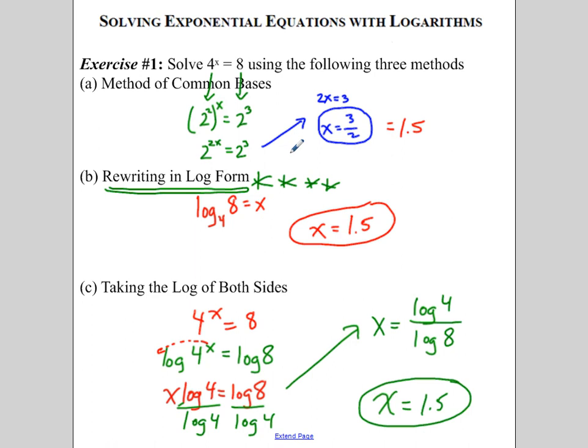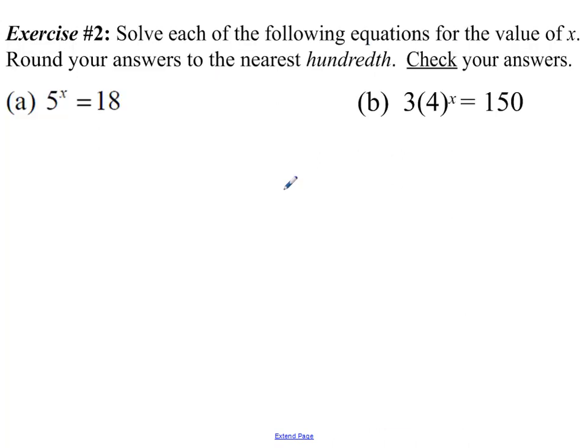All right, so let's apply that to two examples. We're going to solve each one of these equations for x, round it to the hundredth. I'd like you to get as far as you can, then play that recording and you got your answers. Okay, so hopefully you paused and worked these out.